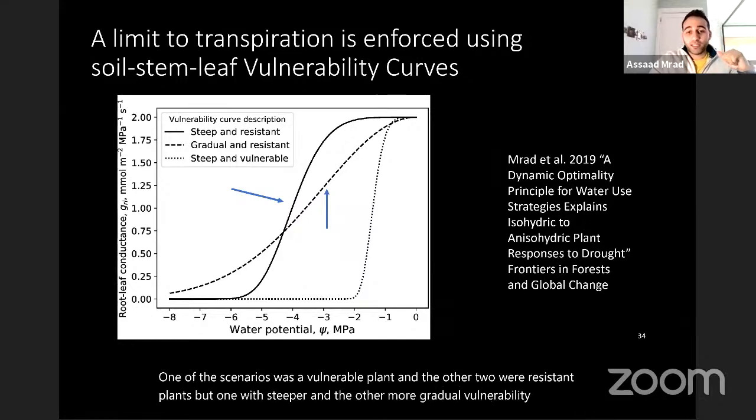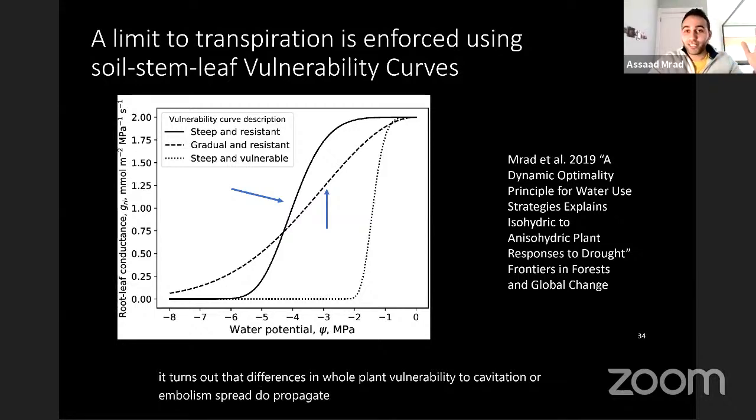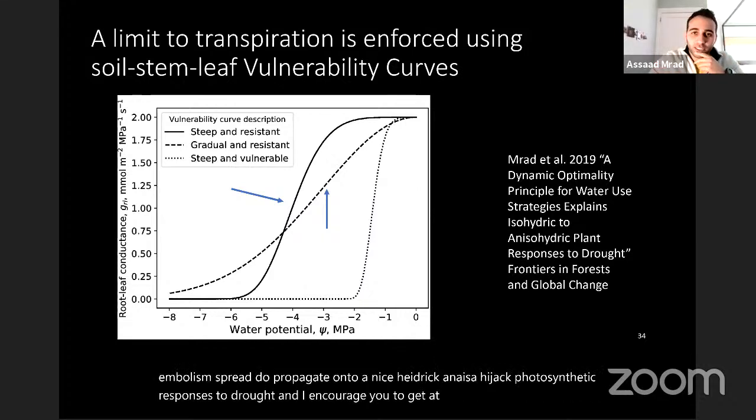And it turns out that differences in whole plant vulnerability to cavitation or embolism spread do propagate onto anisohydric and isohydric photosynthetic responses to drought. And I encourage you to go to that same paper to see the results I'm talking about.